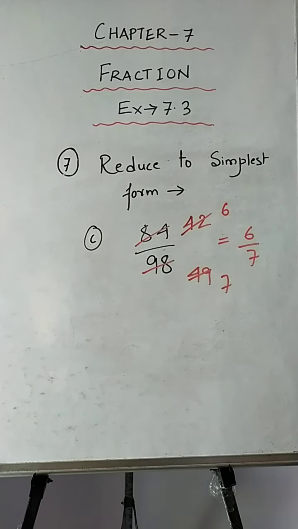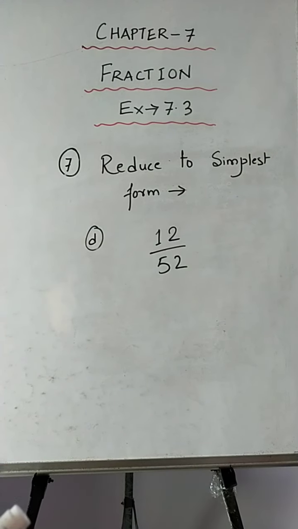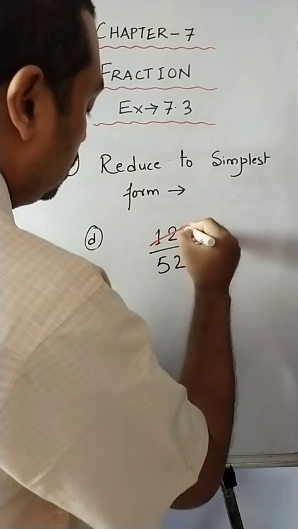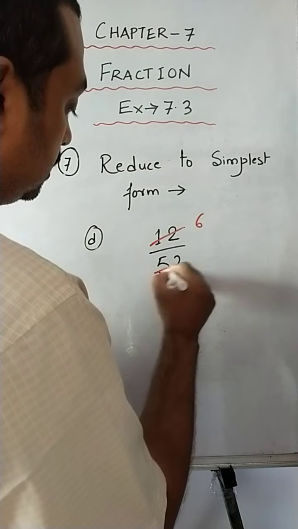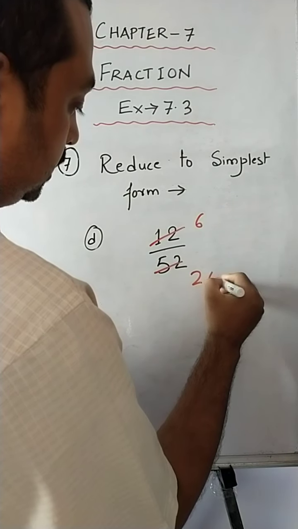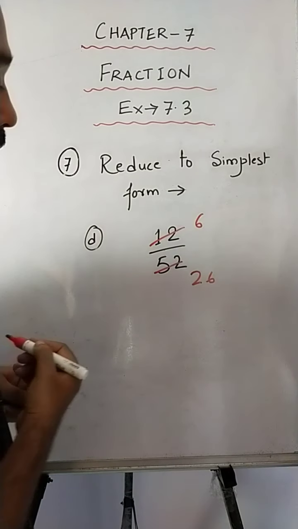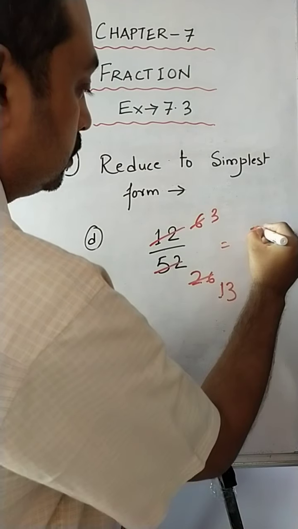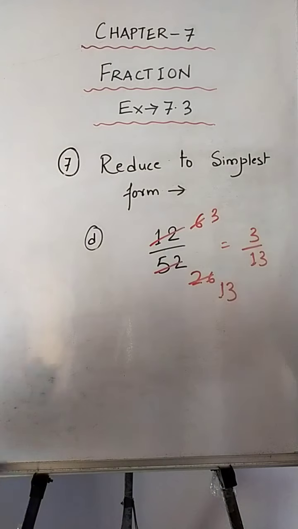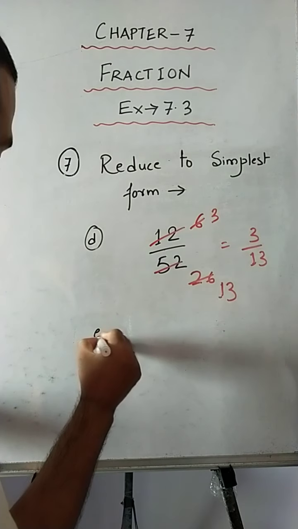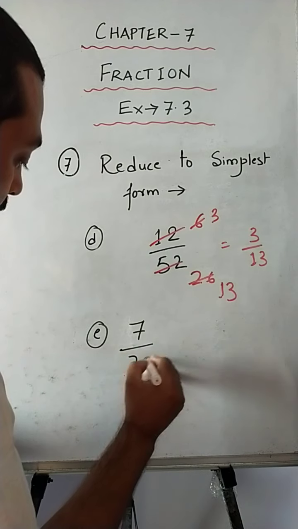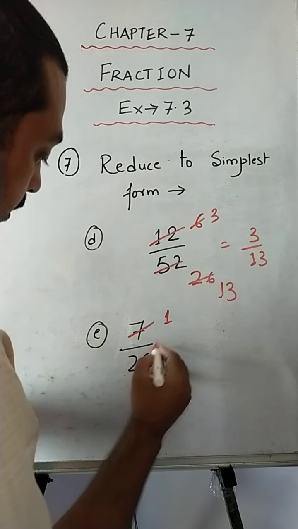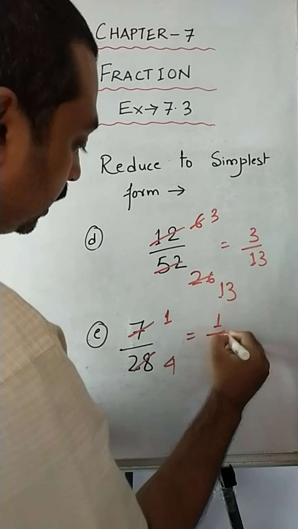Okay. Now let's do sum number D. In sum number D, we have to reduce these two numbers by 2. So 2 13s are 26, isn't it? Now this again we can reduce by 2. 2 3s are 6, 2 13s are 26. So the simplest form is 3 upon 13. And E is also very easy. 7 by 28. So 7 by 28 can be directly reduced by 7. 7 1s are 7 and 7 4s are 28. So your required answer is 1 by 4.